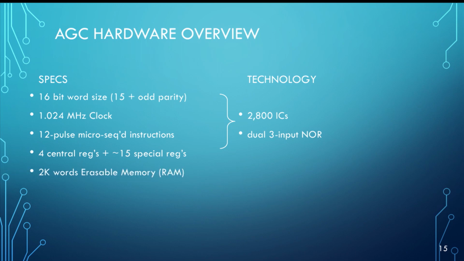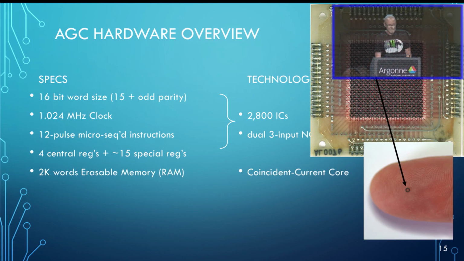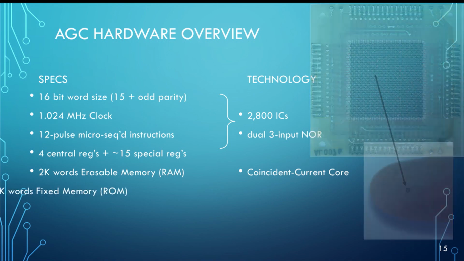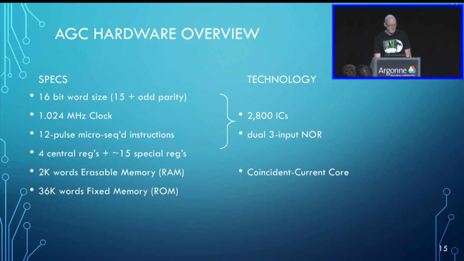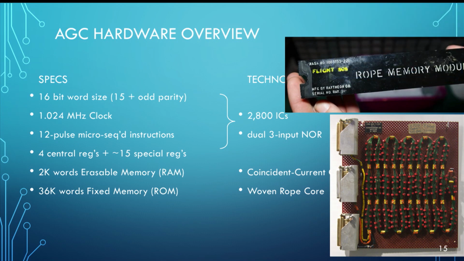It had 2K words of erasable RAM that was implemented using a coincident current core, which is a very normal memory technology for machines of that era. The really interesting part of it was the fixed memory. It had 36K words of fixed memory, and this was implemented using something called woven rope core. It's unique to the Apollo guidance computer.